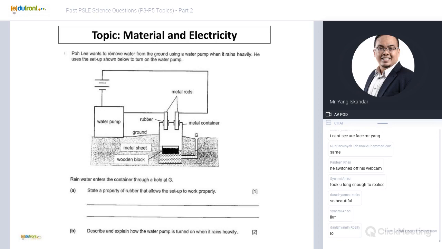Can you all type the answer? A, state the property of rubber. B, describe and explain how the water pump is turned on when it rains heavily. This is an application question. This is the typical kind of question you will see in your exam, confirm. In PSLE, more and more application questions are coming out, the trend for the past few years. So you need to be able to use the concept that you have learned and apply it to the situation given to you. I give you 2 more minutes.